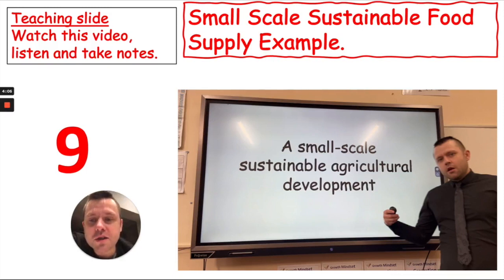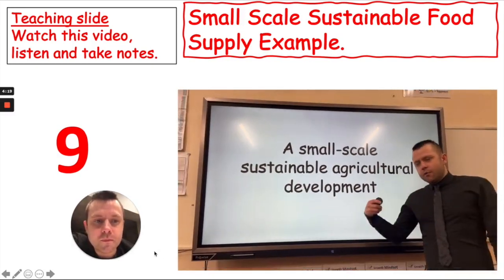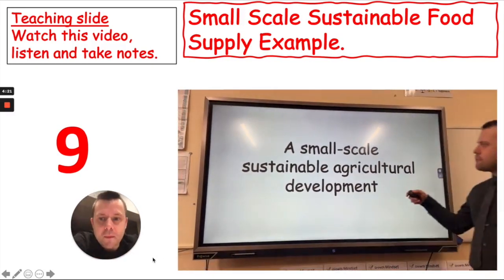But we're looking at a small-scale project that's going to have long-term positive impacts and minimal environmental damage. So let's go. Right, we're going to look at small-scale sustainable agricultural development.